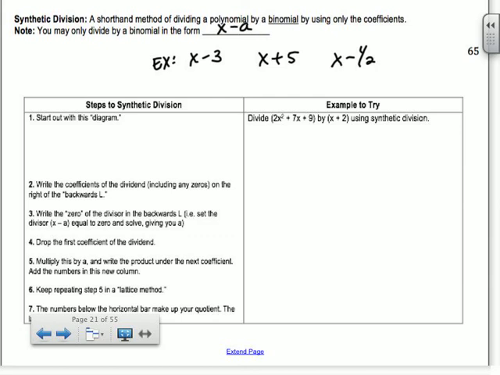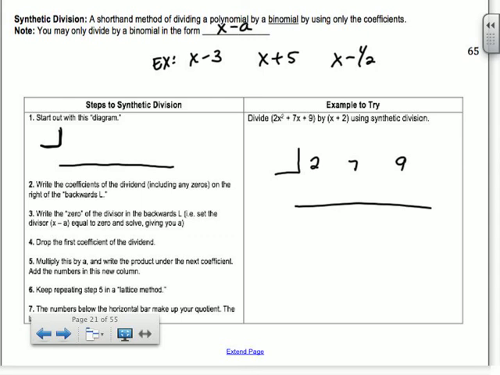Okay, so what we do is we start out with this diagram. So we do like a backwards L, and then a line. I have an example as we do this. Step 2 says write the coefficients of the dividend, including any zeros, on the right of the backwards L. My coefficients are the numbers in front of the variables. So I'm going to write 2, 7, and 9. And just like before, if I'm missing any terms, I'm going to write zeros in their place.